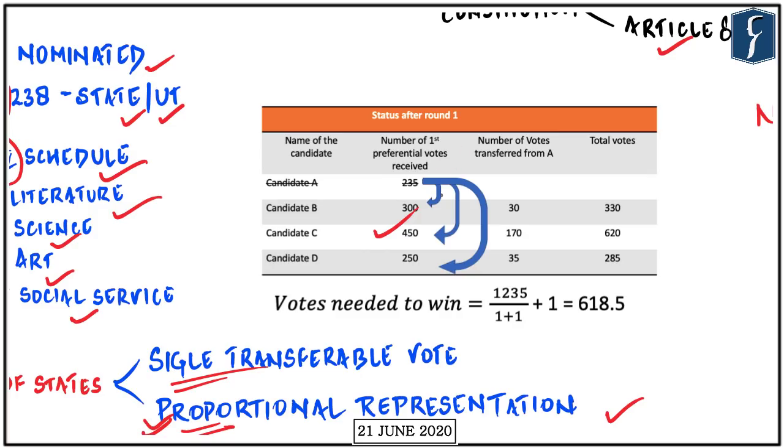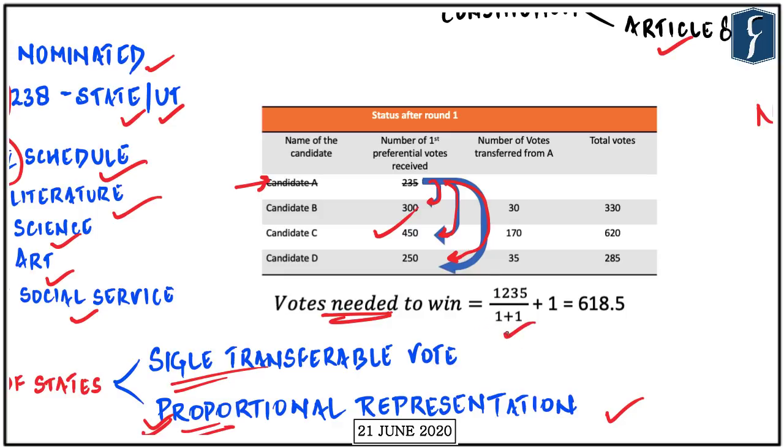As far as the single transferable vote system is concerned, keep in mind that at every step, the person who gets the lowest vote gets eliminated and his or her votes are transferred to the people who are still in the race. There is a quota, which is the minimum amount of votes needed to get elected, and that has been given in the PDF.